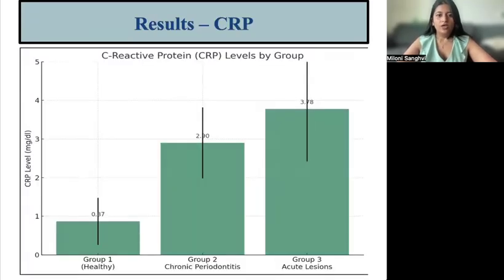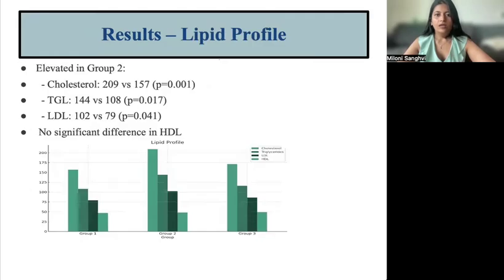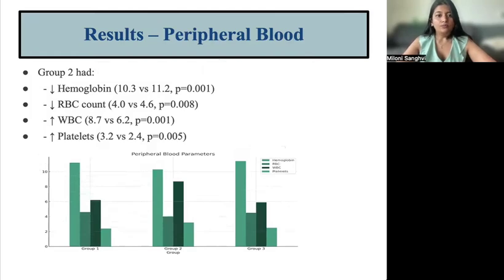Coming to the results, so C-reactive protein levels in group 2 and 3 were significantly higher than group 1. Results for lipid profile, it was elevated in group 2 for cholesterol, TGL, and LDL, while there was no significant difference in the readings for HDL. And group 2 had decreased hemoglobin and RBC count, while it had increased WBCs and platelets.